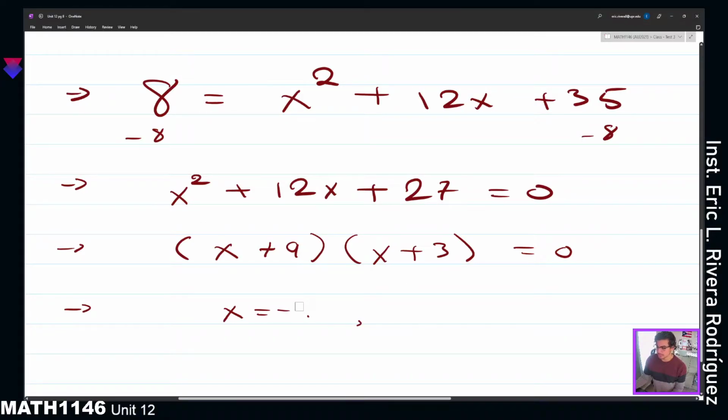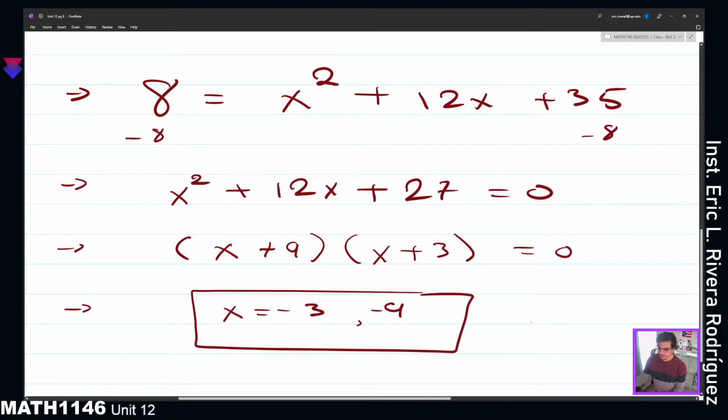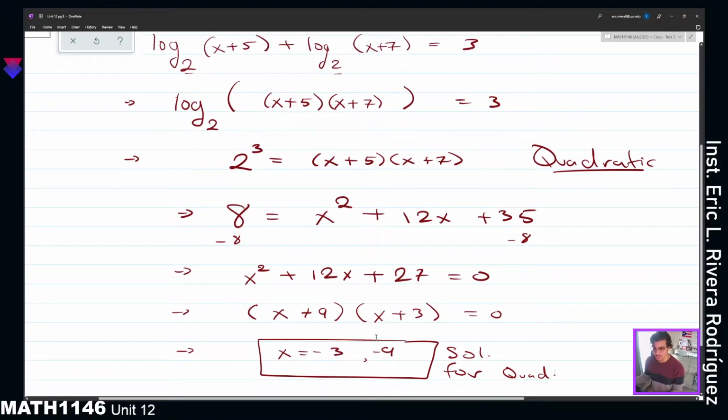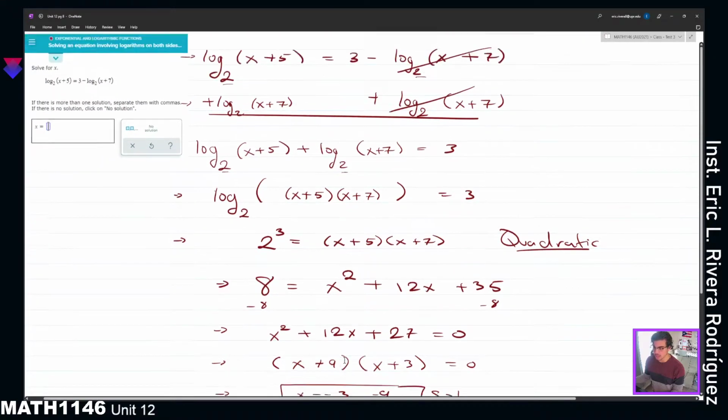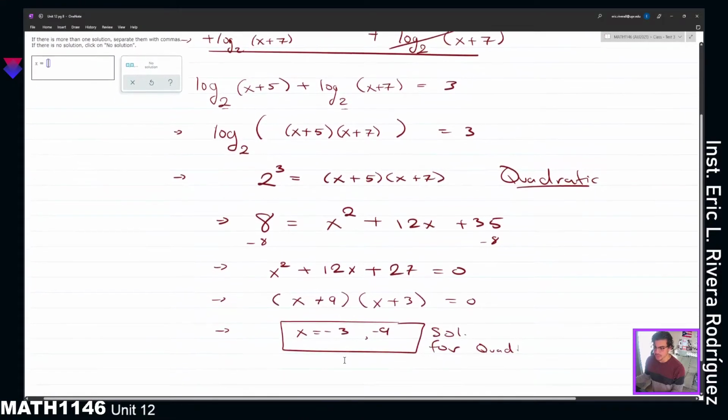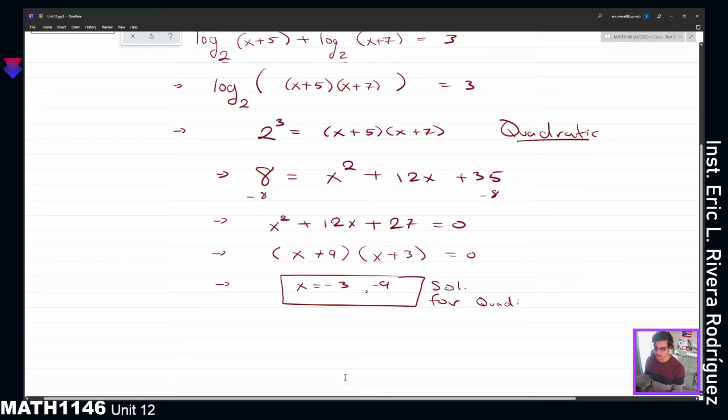Let me put this in order: -3 and -9. Careful. This is the solution for the quadratic equation. So from the quadratic equation, we got two solutions. Now, we need to see if those solutions are also solutions for the logarithmic function. How are you going to do that?